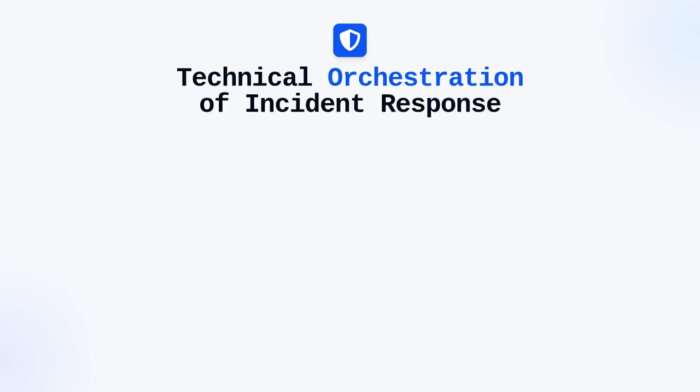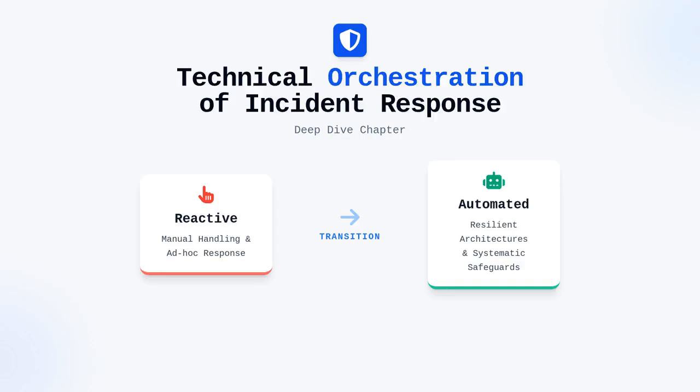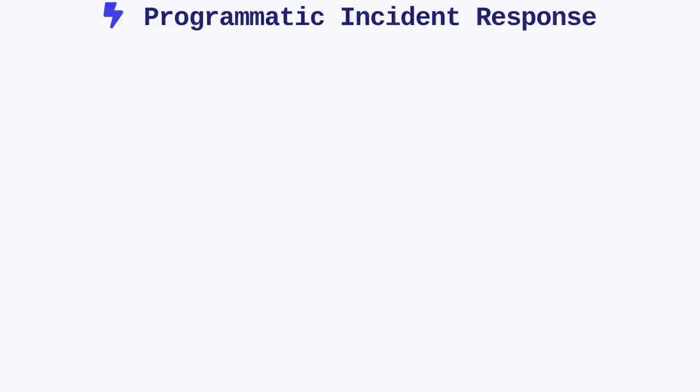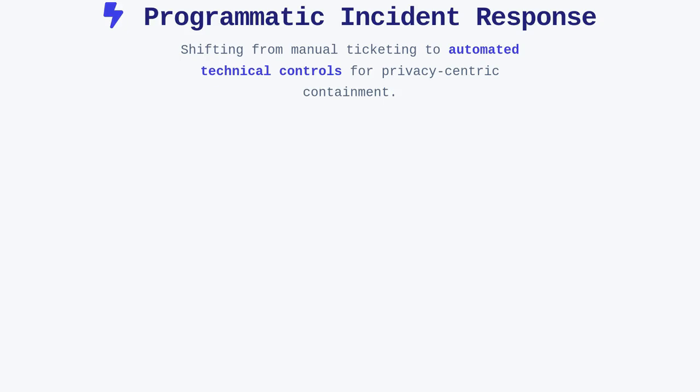Hello, and welcome to this deep dive into the technical orchestration of incident response. In this chapter, we explore how to transition from reactive manual handling to automated resilient architectures designed to safeguard personal data during active security events. Building a robust incident response capability requires moving beyond basic ticketing systems toward a state of programmatic maturity where technical controls trigger automatically upon the detection of an anomaly.